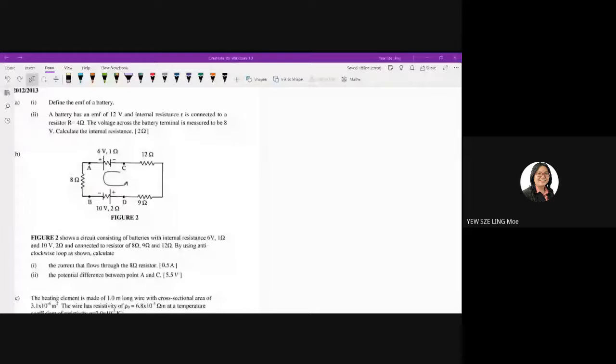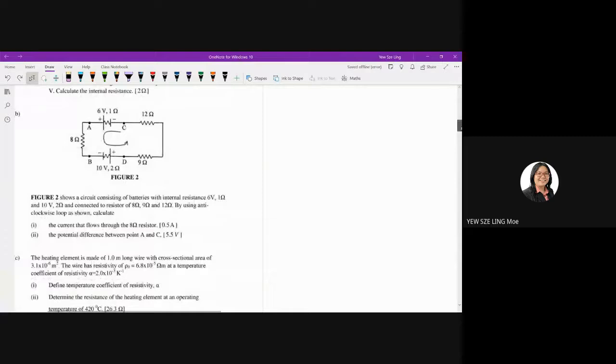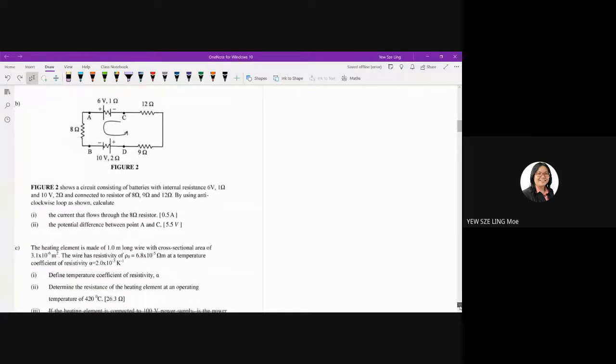Sebab dia setiap tahun memang akan ada. Kalau kamu tak reti buat, memang rugi lah. Tak tahu dia akan keluar dalam exam, tapi kamu tak fokus kan? So now you look at the past year questions, 2012, 2013, question 2B. One loop question. Okay, soalan satu loop. So let's see how are we going to solve it.